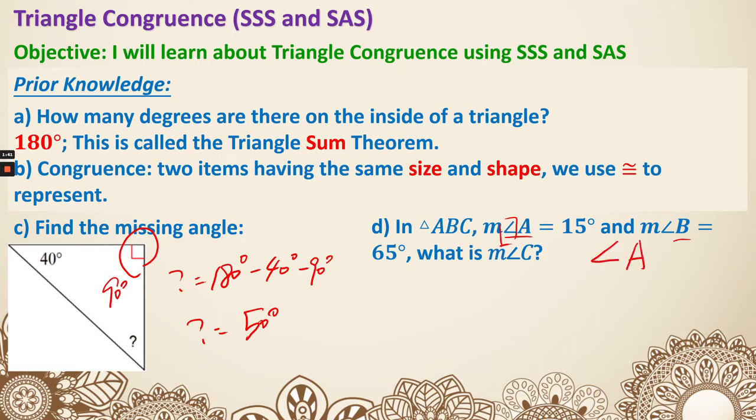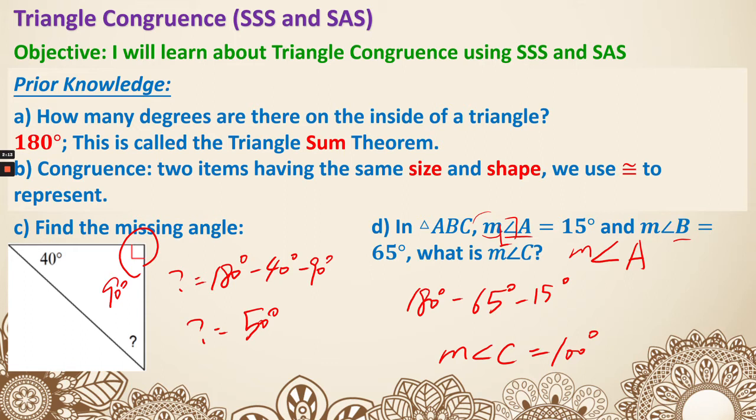That is angle A. This little m in the front represents the measurement of angle A. So the measurement of angle A is 15 degrees. The measurement of angle B is 65 degrees. It's asking for the measurement of C. So it is going to be 180 degrees minus 65 degrees minus 15 degrees. And that's going to give you the measurement of angle C as 100 degrees. That's question D.